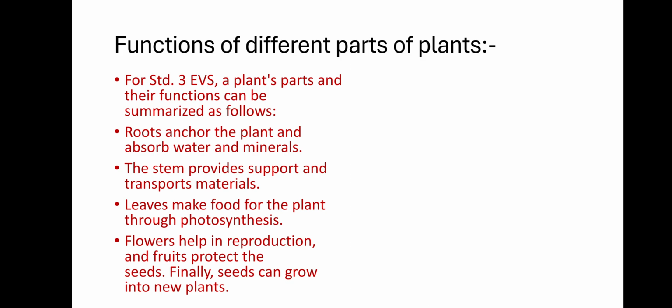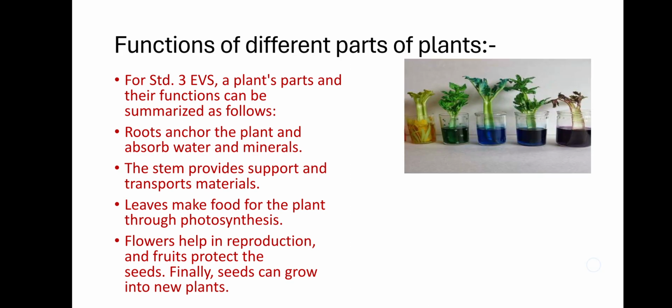For standard 3 EVS, a plant's parts and their functions can be summarized as follows. Roots anchor the plant and absorb water and minerals. The stem provides support and transports materials. Leaves make food for the plant through photosynthesis. Flowers help in reproduction and fruits protect the seeds. Finally, seed can grow into new plants.